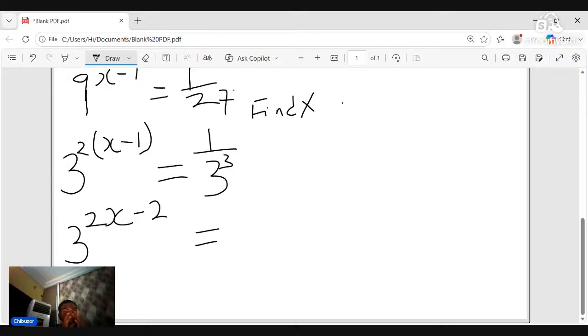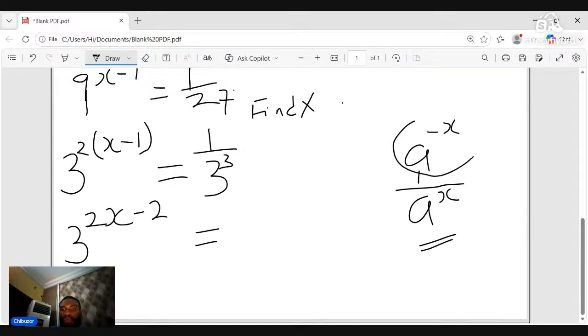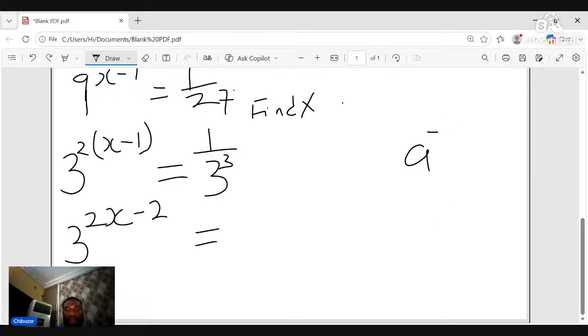We also apply the law of indices. In the law of indices, if we have a number like a raised to power minus x, the general law means that it is equal to 1 over a raised to power x. This is what this means. When you have a raised to power minus x, it is the same thing as 1 over a raised to power x. So that law is what we applied here.